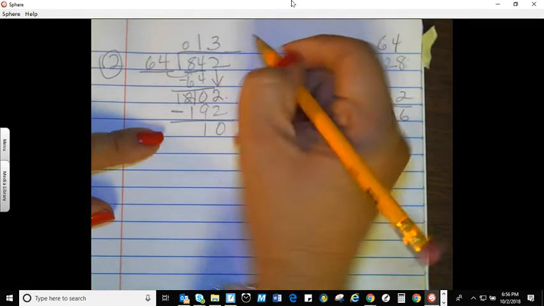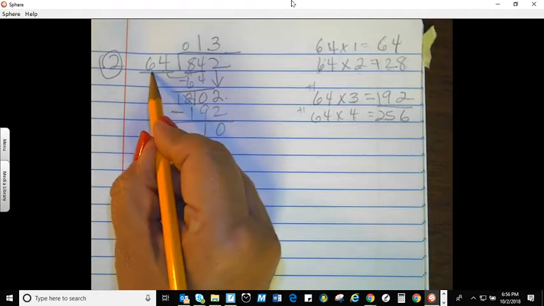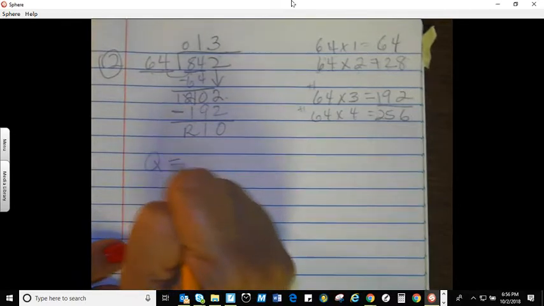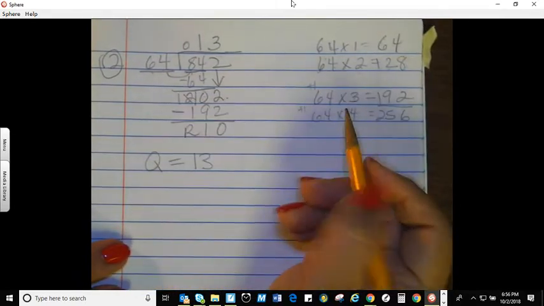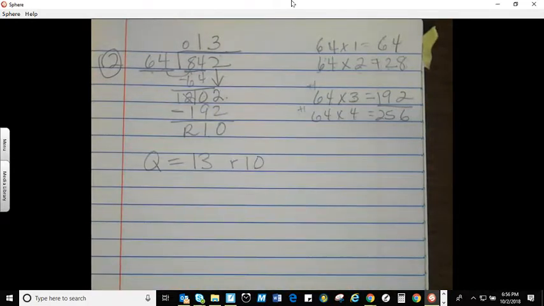And so I have nothing else to bring down. My 10 is less than the 64. So this now becomes my remainder. And my quotient is 13. That's my answer. And I have the remainder of 10. And that's for number 2.